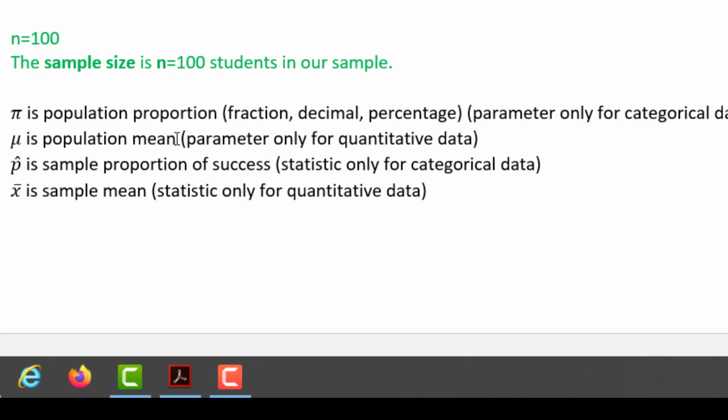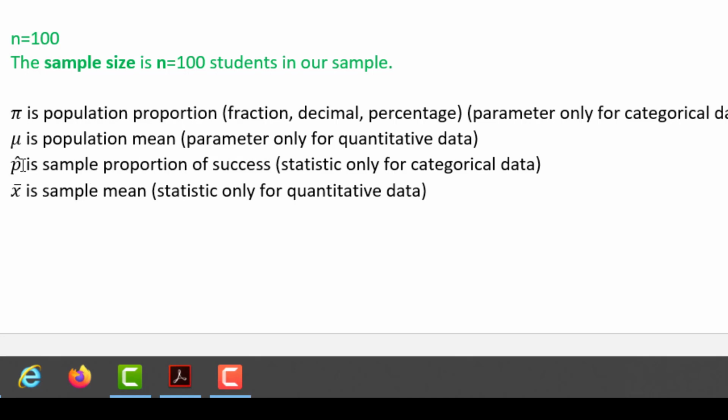For example, what is the mean amount of income for the entire set of adults in the US? What is the mean height of all female adults in the US? What is the mean GPA of all DCC students? Those are examples of population mean, the mean of the entire population, mu.